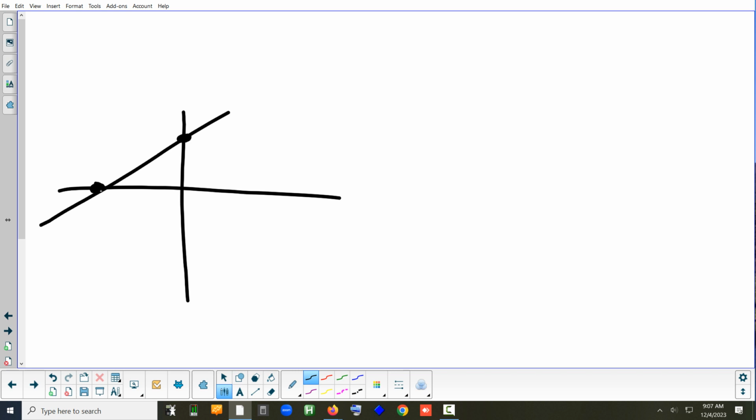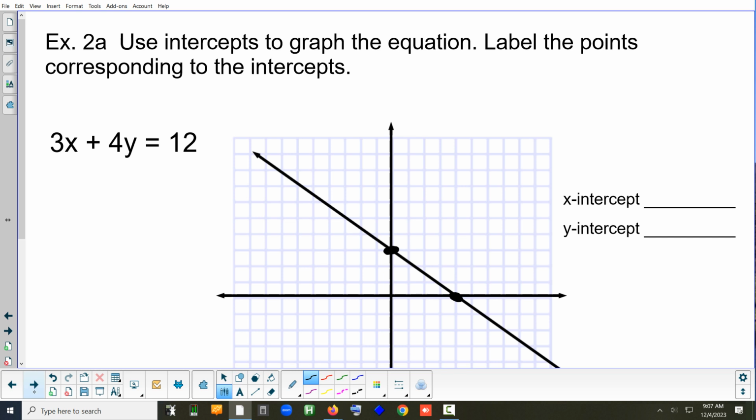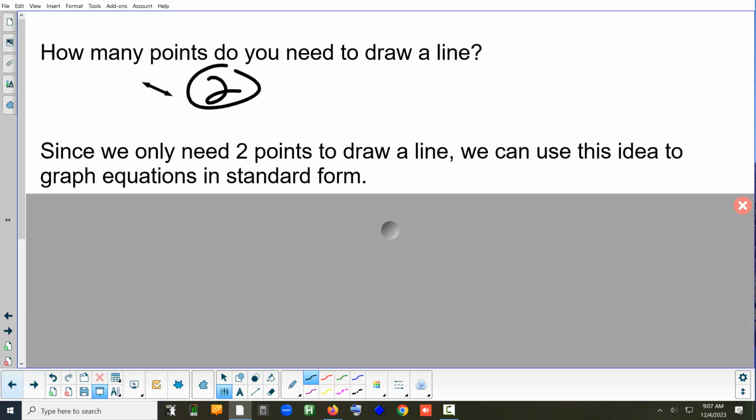How will you know if it's a regular case and not a special case? Because there's going to be 2 letters, or 2 variables. So when you're doing a regular case, you're going to see an x and a y in the problem, and then we'll go from there.